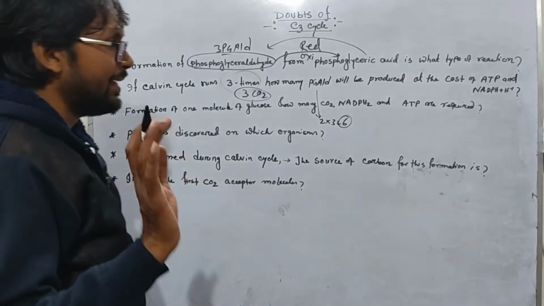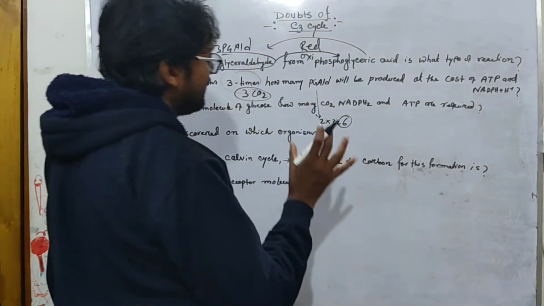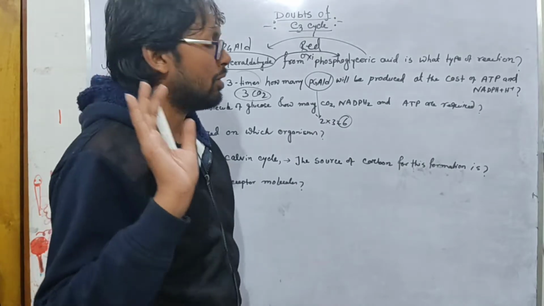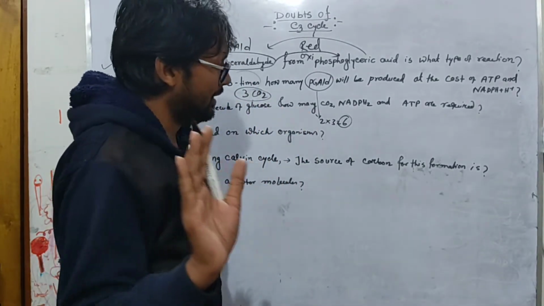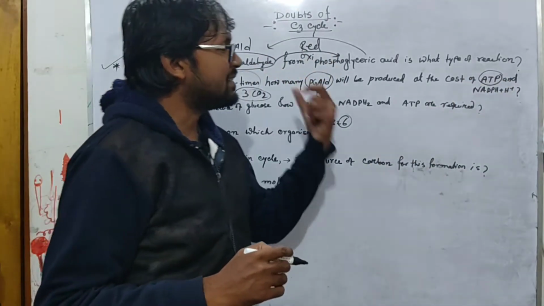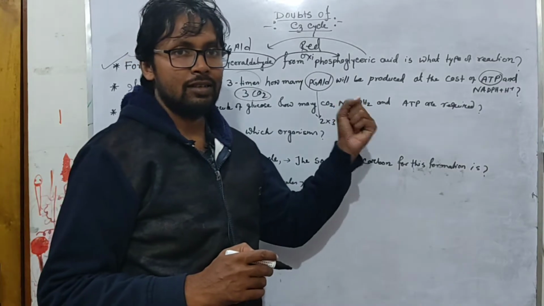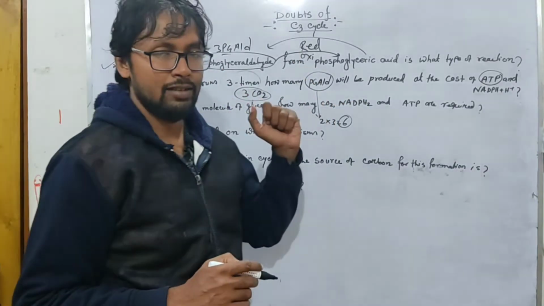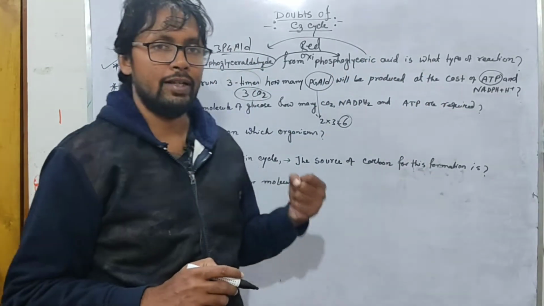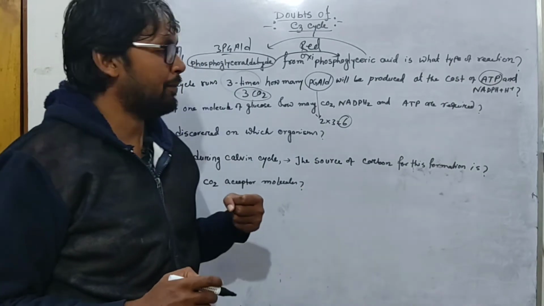At the cost of what? ATP and NADPH. How many ATP and NADPH are required? Up to the formation of PGAL, not regeneration, you have to consider only the PGAL formation. Per cycle, 2 PGAL are formed. So for 2 PGAL, 2 ATP and 2 NADPH are required.